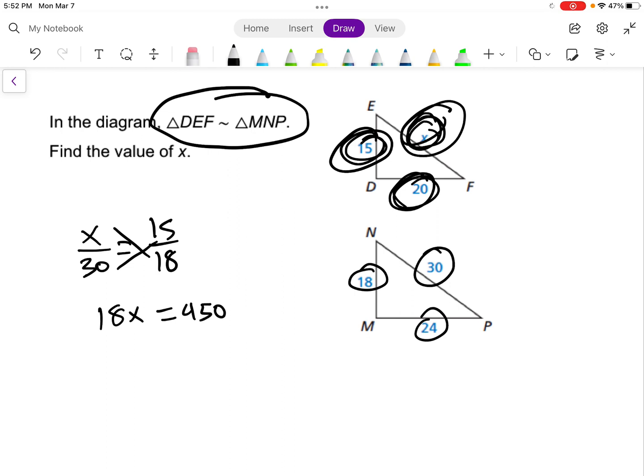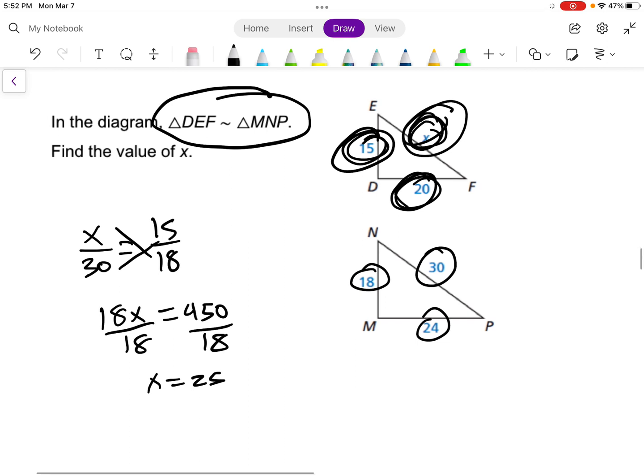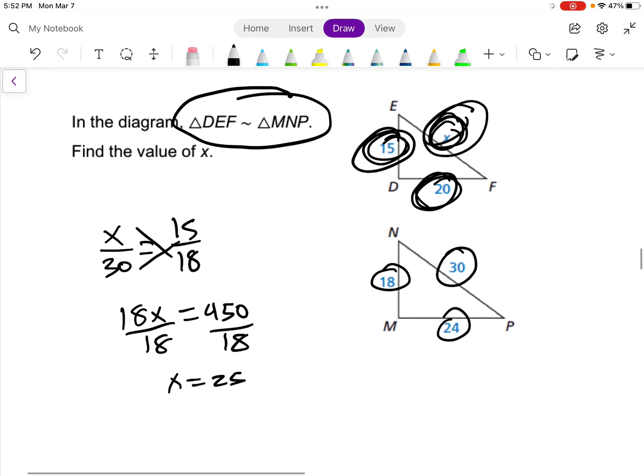I don't have a calculator here with me. But divide by 18. And I think it comes out to be 25. I don't know. You can plug that in a calculator and see if that's right, but I'm pretty sure it comes out to be 25. Okay, so if you know the triangles are similar, you can use that to find a missing piece. Here's one that's a little more complicated.